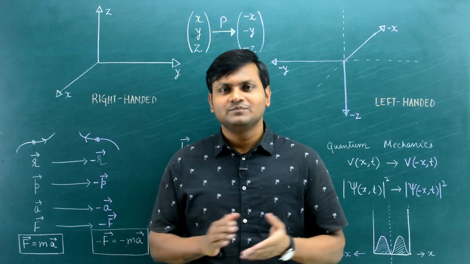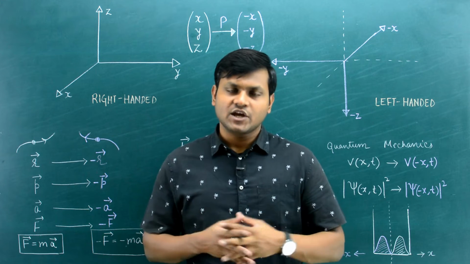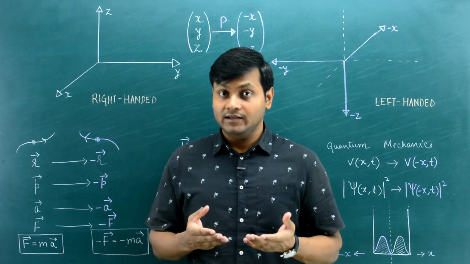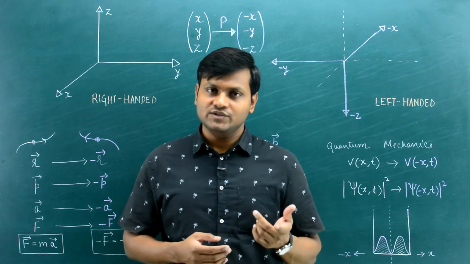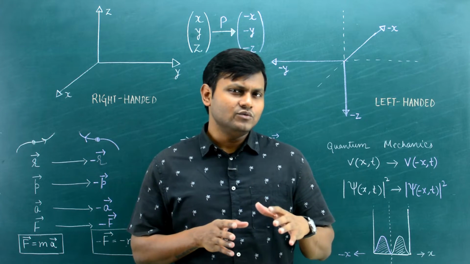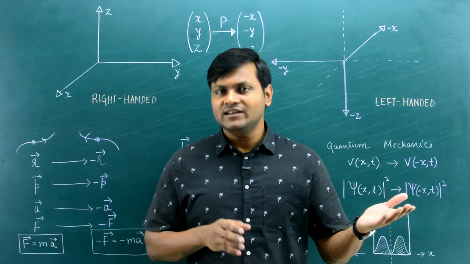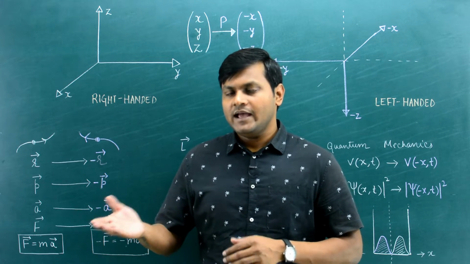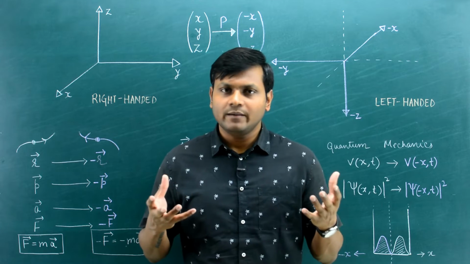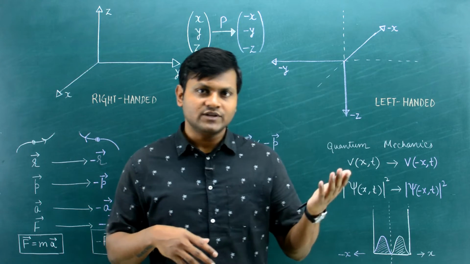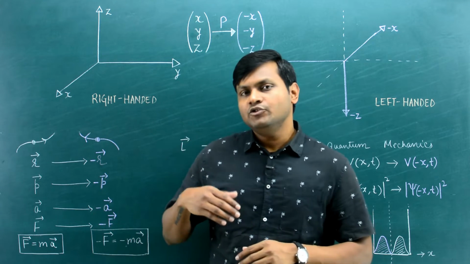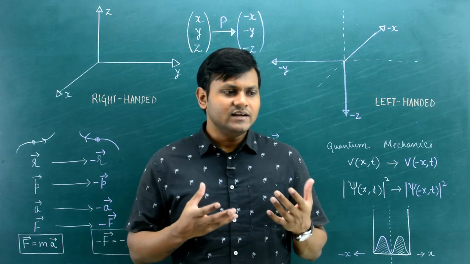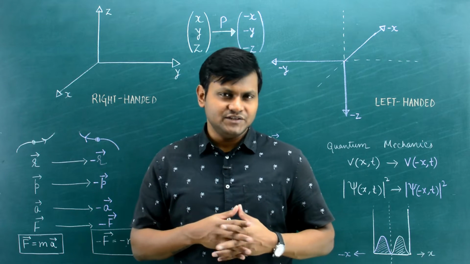Hi, welcome. So in one of my previous discussions, I talked about parity, especially in relation with neutrinos. I said that neutrinos are left-handed while antineutrinos are right-handed. And I also said how this fact about our nature, that all neutrinos are left-handed and antineutrinos are right-handed, is basically a result of the violation of parity symmetry.